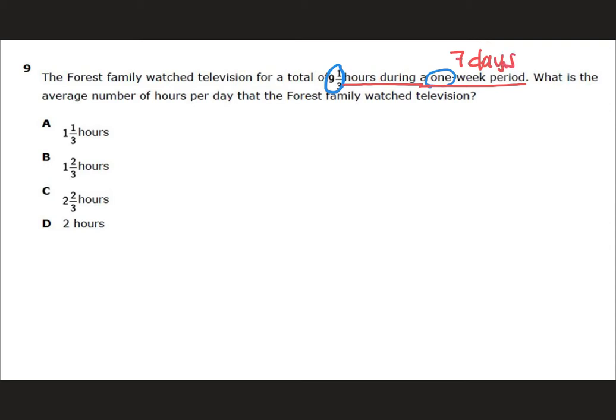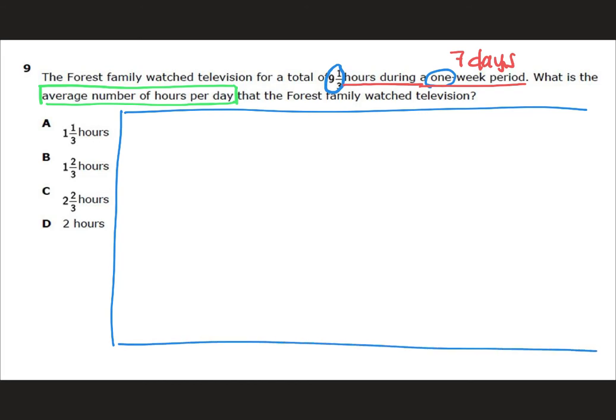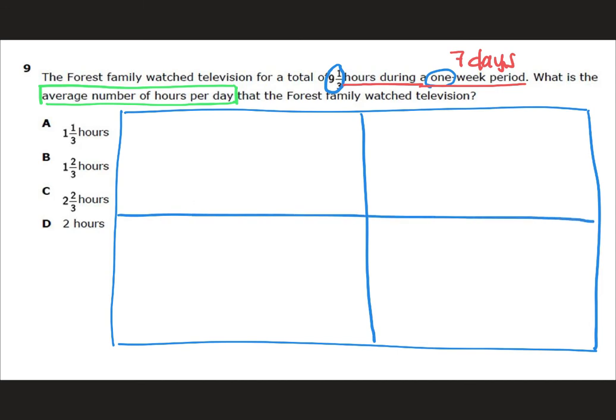Okay, so we need to know what is the average of hours per day. So what does that come out to be per day? What's the first thing we're going to do? We're going to make our little chart so we can organize our information and make sure we're solving this correctly. So if you're doing test corrections, please make sure you're drawing this chart on your paper. You're also labeling your boxes. This is what we know. This is what we need to know. And this is our plan, what we're doing, and this is the solution.